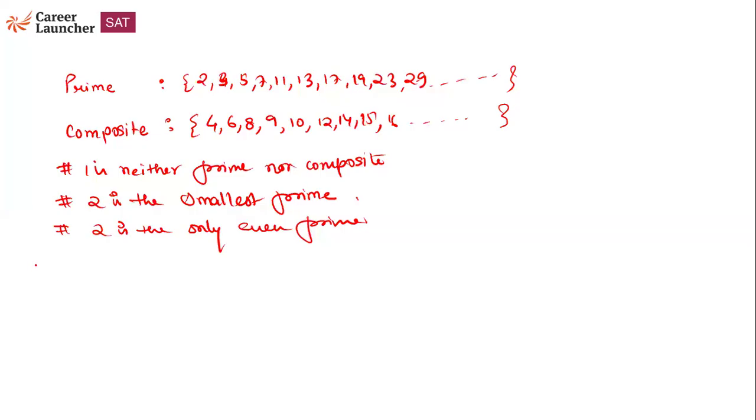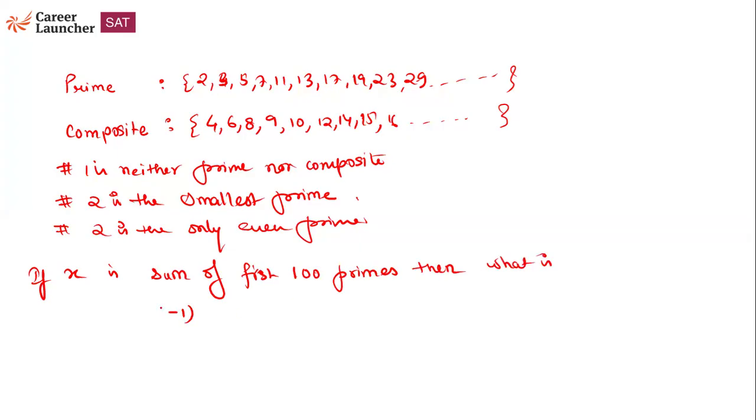Let me take you to a question again. If x is the sum of the first 100 primes, then what is -1 raised to the power x plus -1 raised to the power 500x plus -1 raised to the power x plus 500? Can you solve this? Give it a shot.